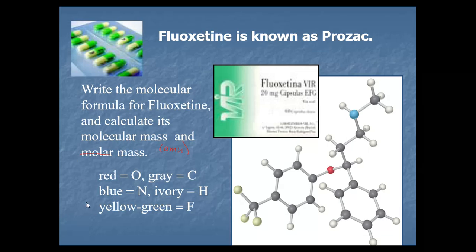Notice here, red represents an oxygen, the grays are the carbons, blue is nitrogen, ivory ones like here are the hydrogens, and then these yellow-green ones are the fluorines.